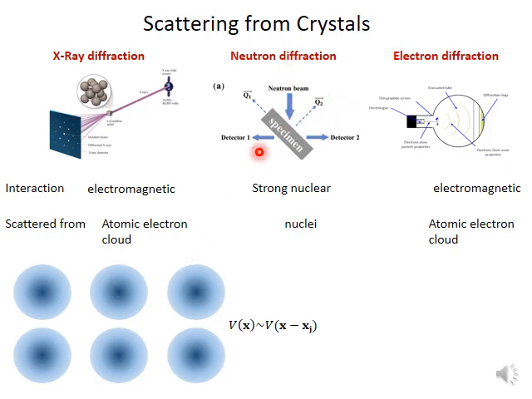But a neutron, which is incident on the same sample, won't see the electronic cloud because it doesn't have any charge. Rather, it would see this crystal as something like this. So instead of the electronic cloud, it just sees the nuclei via strong nuclear interaction. So for an incident neutron, the lattice would look something like this.